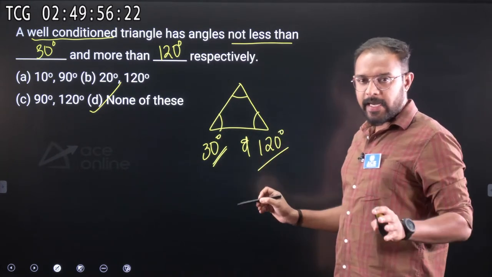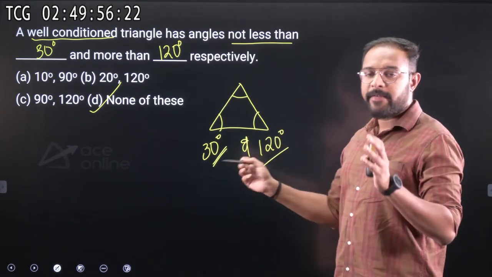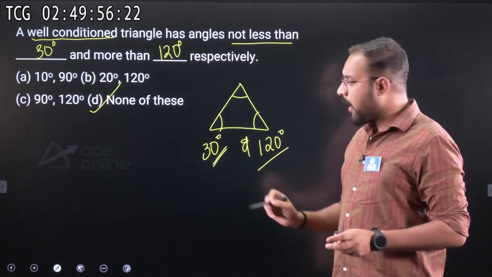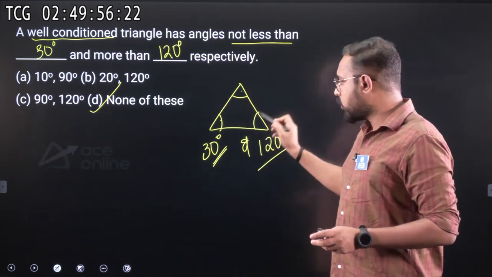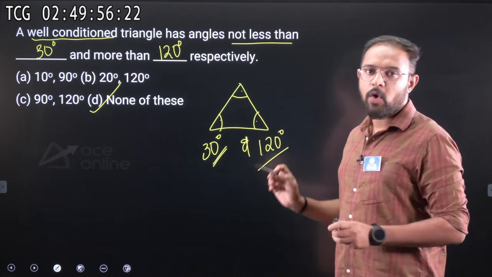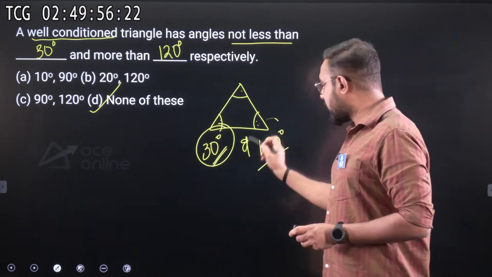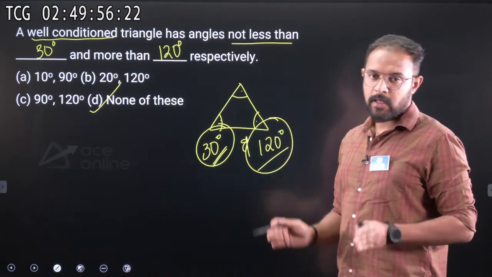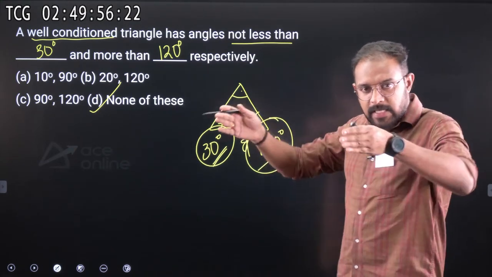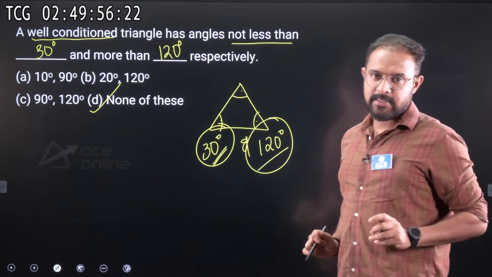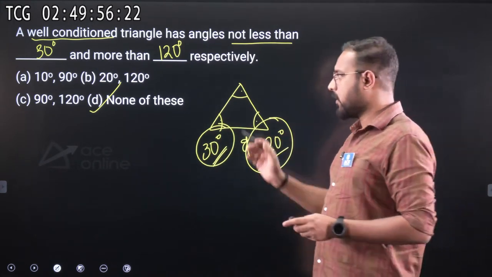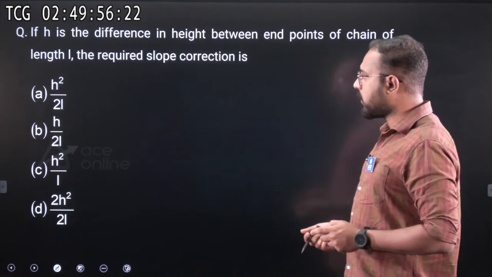We need to divide the entire area to be surveyed into a network of well-conditioned triangles. Okay. And the condition is that no angle should be too acute and no angle should be too obtuse. The limit of acuteness we keep as 30 degrees. The limit of obtuseness we will keep as 120 degrees. So mathematically, if the angles lie between 30 and 120, that is a well-conditioned triangle. Okay, that's it. That is what we will select here.